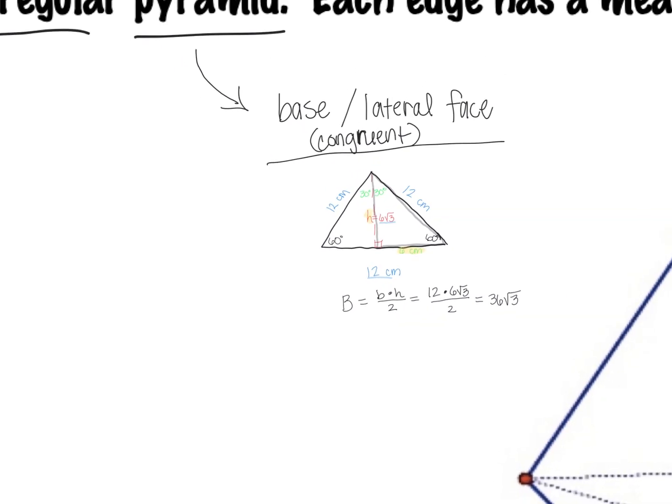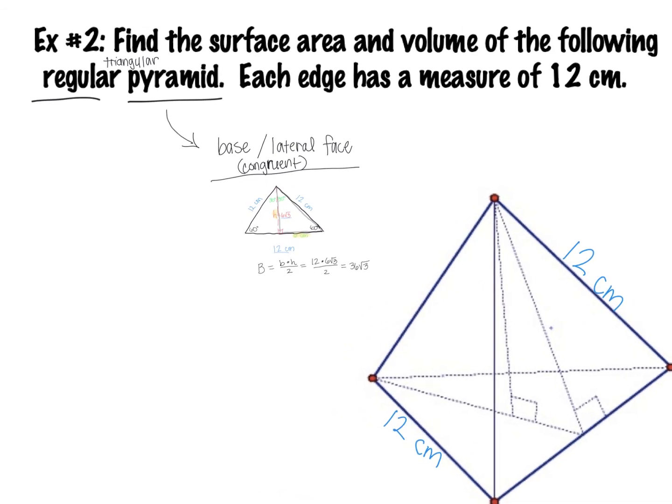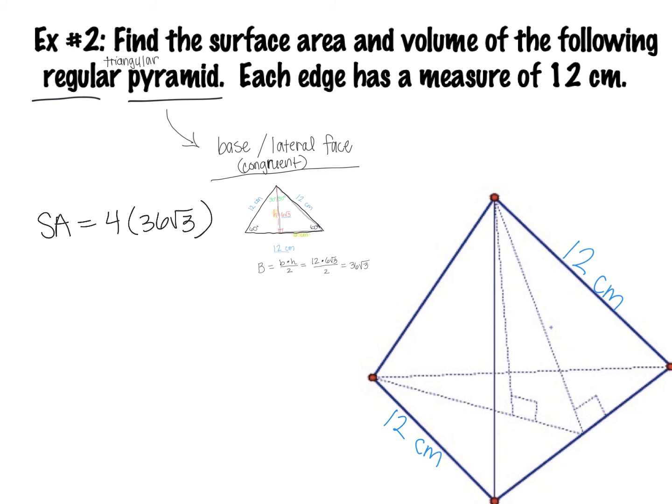And now let's zoom out, go back to what the problem was asking of us. Ultimately, we're supposed to find the surface area and the volume. So we know the surface area is really going to be 4 of these congruent triangles. So in other words, 4 times 36 radical 3. And 4 times 36 is 144. Therefore, the surface area is 144 radical 3 centimeters squared.